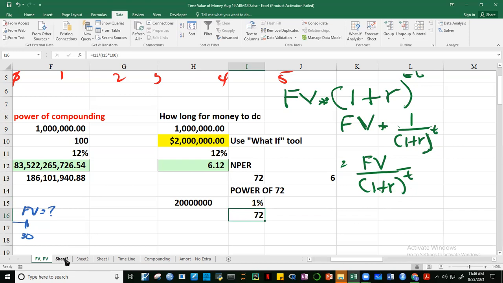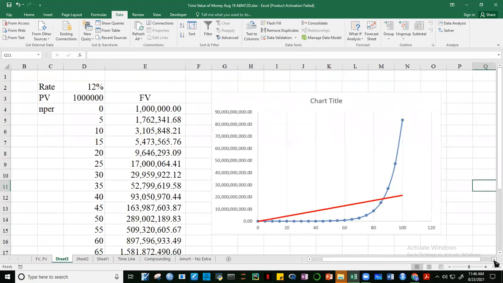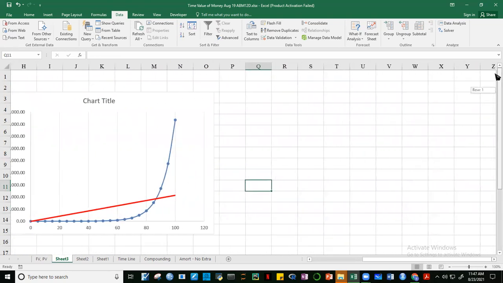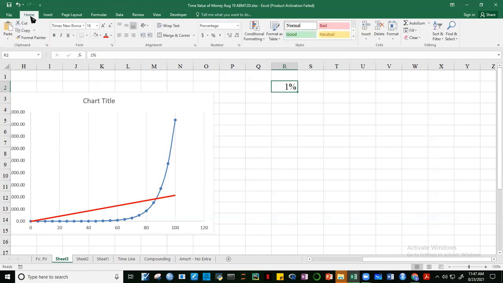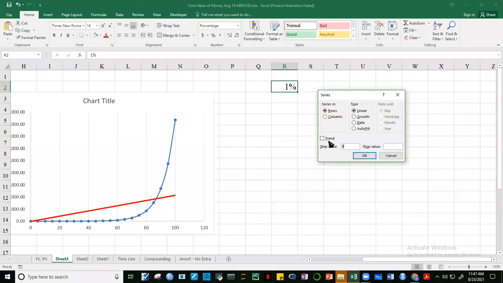Okay, so let's plot that, no? Let's plot that here. Yung doubling ng pera. Okay, so if the percentage is 1%, magawa tayo ng 1%. Tapos mag-increment tayo. Home, fill, series. Increment of 1% din. So, ibig sabihin 1%, 2%, 3%. Gawin natin hanggang 30%.